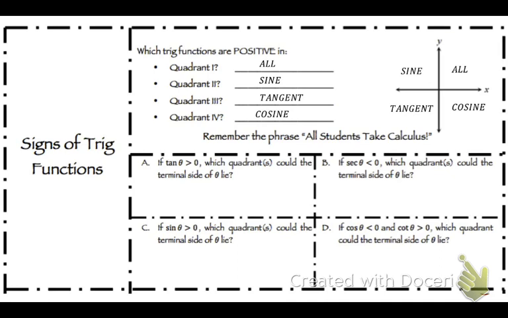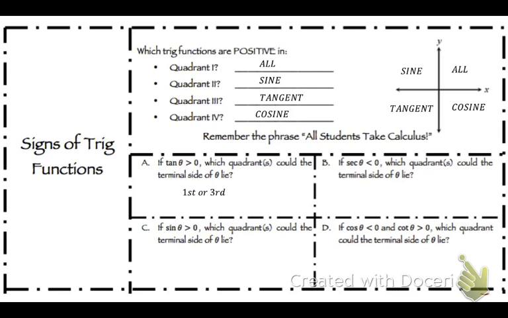Okay? So let's look at this. If tangent is greater than 0, what quadrants could that terminal side lie in? Well, tangent is greater than 0 in the first quadrant and the third quadrant, because it's negative in the second and the fourth.